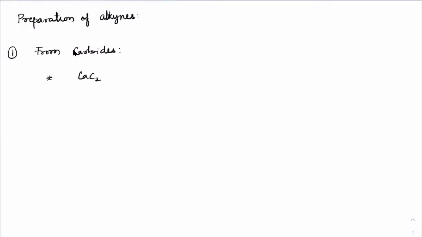So everyone, please start writing with me. Preparation of alkynes. First, from carbides. If you check out CaC2, calcium carbide, CaC2 on hydrolysis will always give calcium hydroxide plus HC triple bond CH.